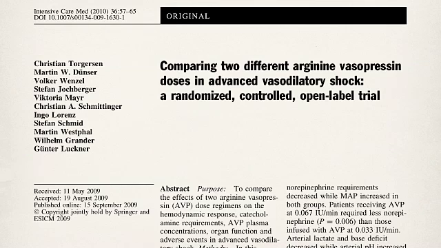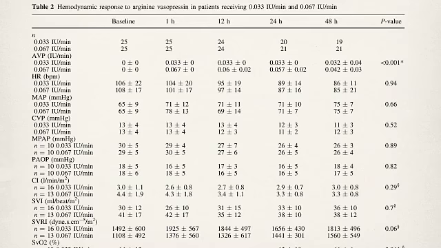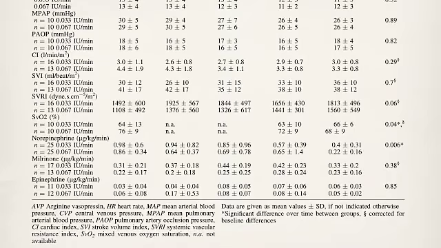Here's an article comparing two different arginine vasopressin doses in advanced vasodilatory shock like sepsis. It's a randomized, controlled, open-label trial. This is just to show you that most of the characteristics of hemodynamics between the two doses, 0.033 and 0.067 unit per minute, are outlined. And most of the differences were not statistically significant except those two.